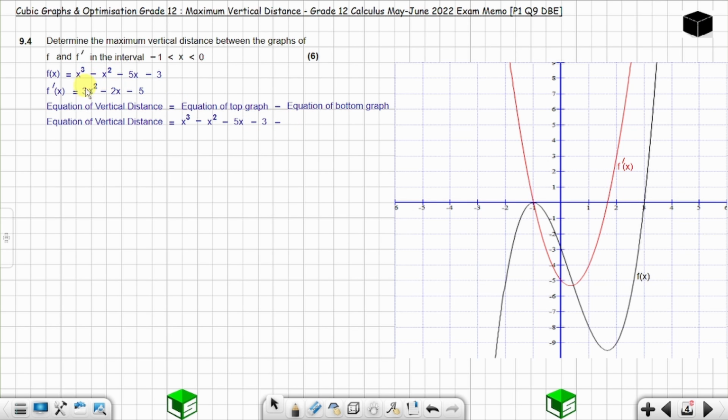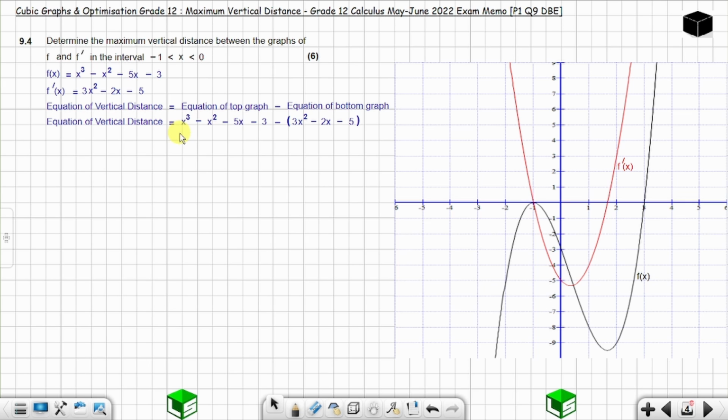Make sure you put everything in bracket because this negative is going to affect everything there in bracket. So make sure you close everything in bracket so that you don't make a mistake, because you have minus the equation of the bottom graph. This is the equation.